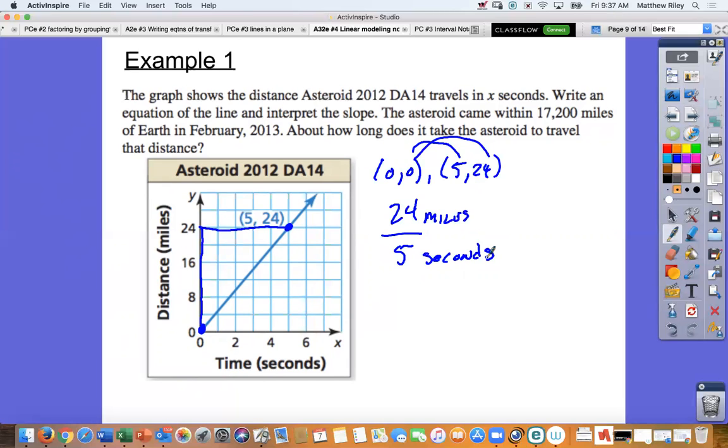Now we can do this a bunch of different ways. It says write an equation of the line and interpret the slope, right? Well, my y-intercept is 0, so I simply have this, where x is your time and y is miles, or your distance. So wait a minute. Now answer the other part. How long would it take for the asteroid to travel 17,200 miles? Take about 90 seconds and try it on your own.